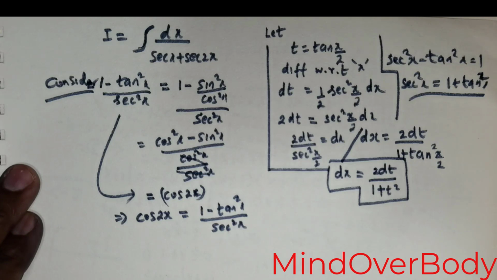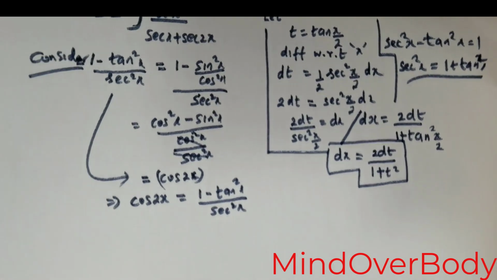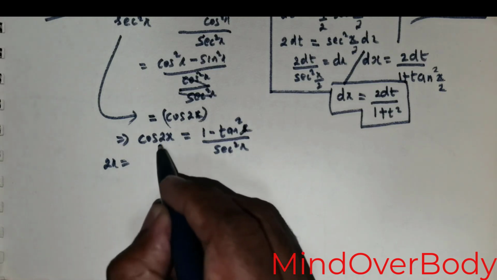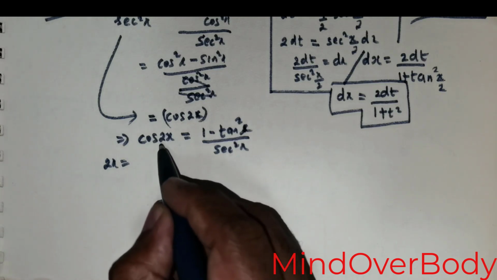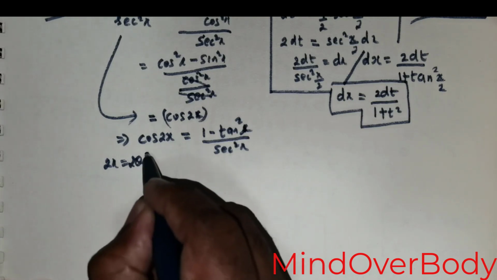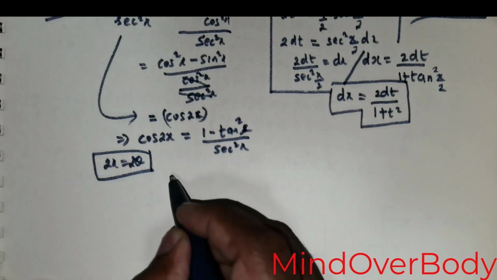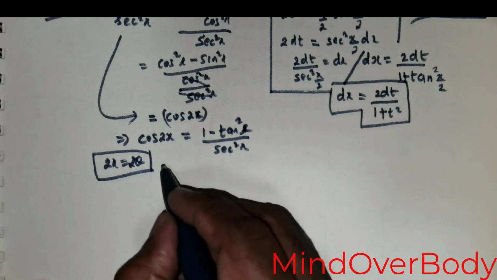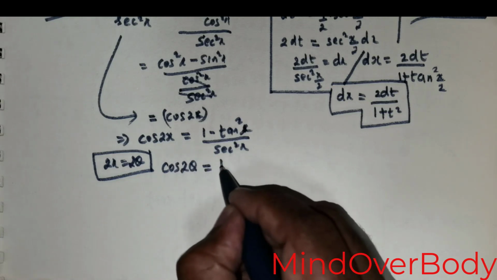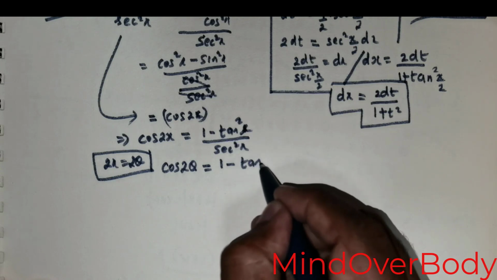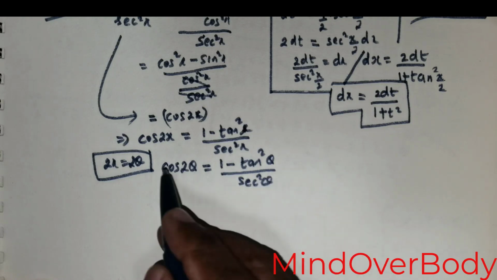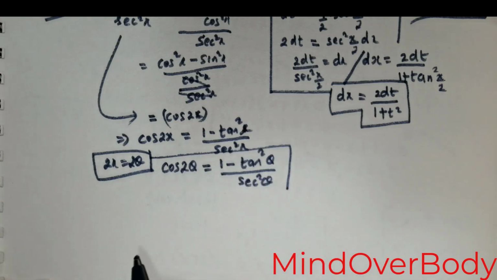Now this is the case for cos 2x, but I don't want cos 2x, I want cos x. To avoid confusion, what I'm going to do is I'm going to rewrite this in the place of 2x. I want to rewrite this as 2 theta. I don't want to have this symbol because it might be more confusing. So I can rewrite this as cos 2 theta is equal to 1 negative tan squared theta divided by secant squared theta. Now this is the formula which we have obtained.